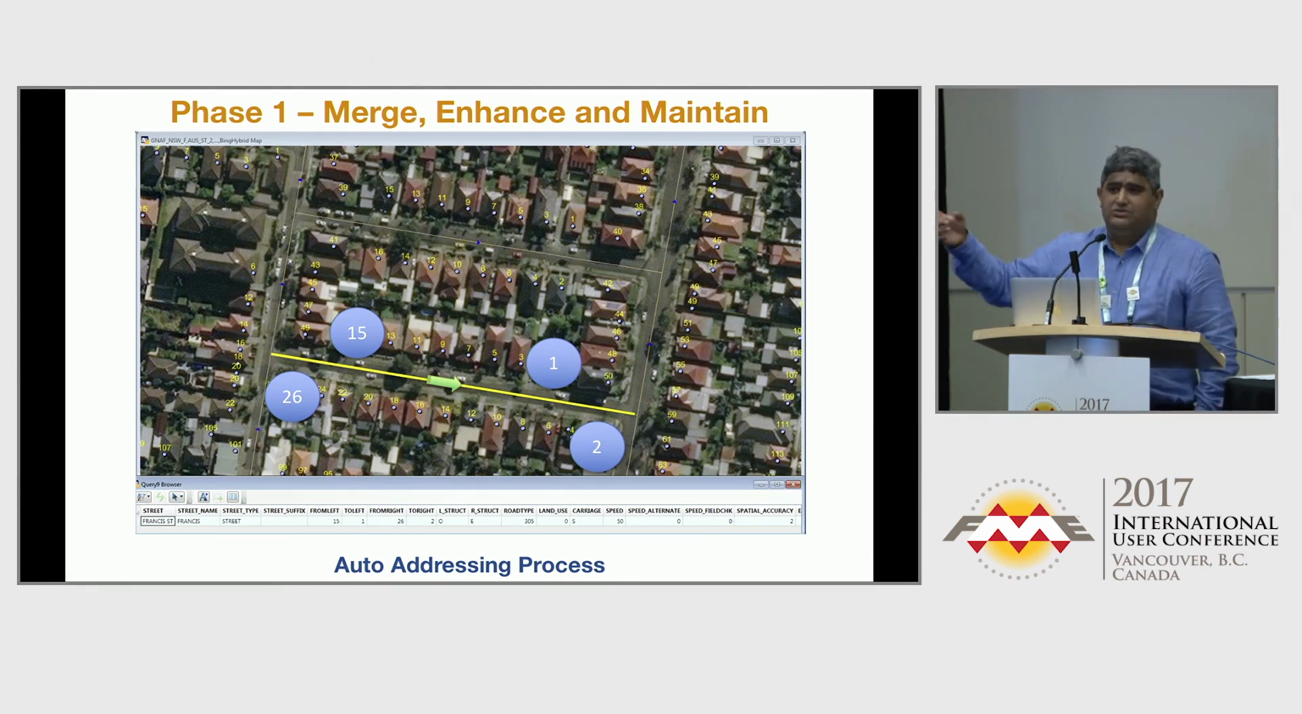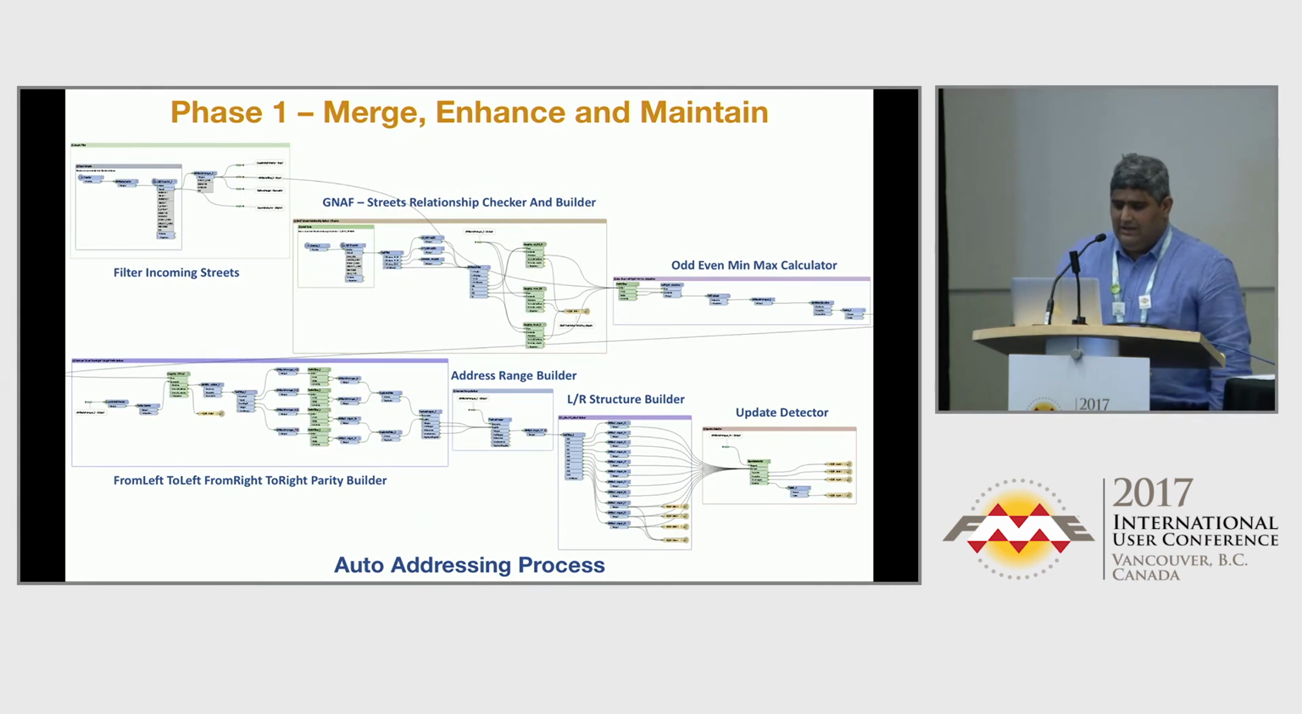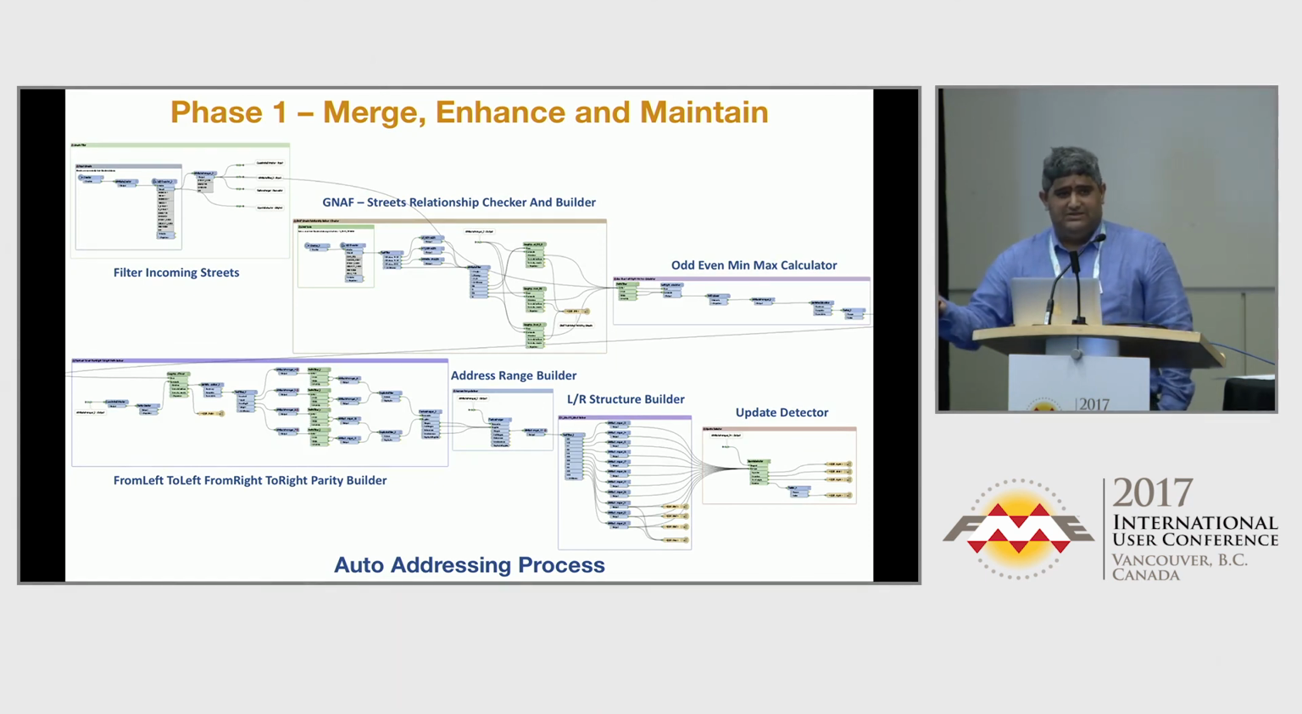While doing that, it also identifies the pattern, whether the pattern followed is all the odd numbers on one side and all the even numbers on another side, or a mixed pattern. And we also assign the address source so that later on, whenever we do any update to these street segments, we know where these address ranges are coming from and what the reliability of these address sources is. This is the auto-addressing process that is working under the hood, doing all that relationship building and assigning those addresses.